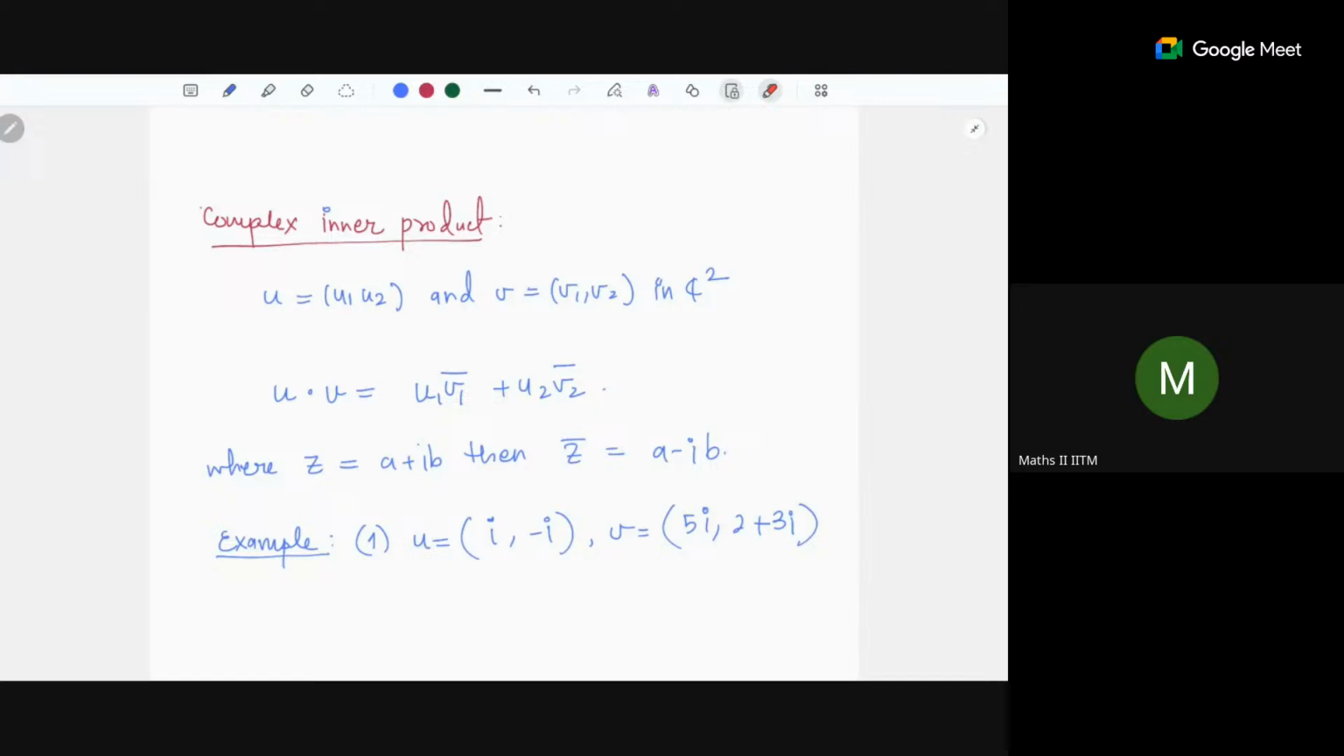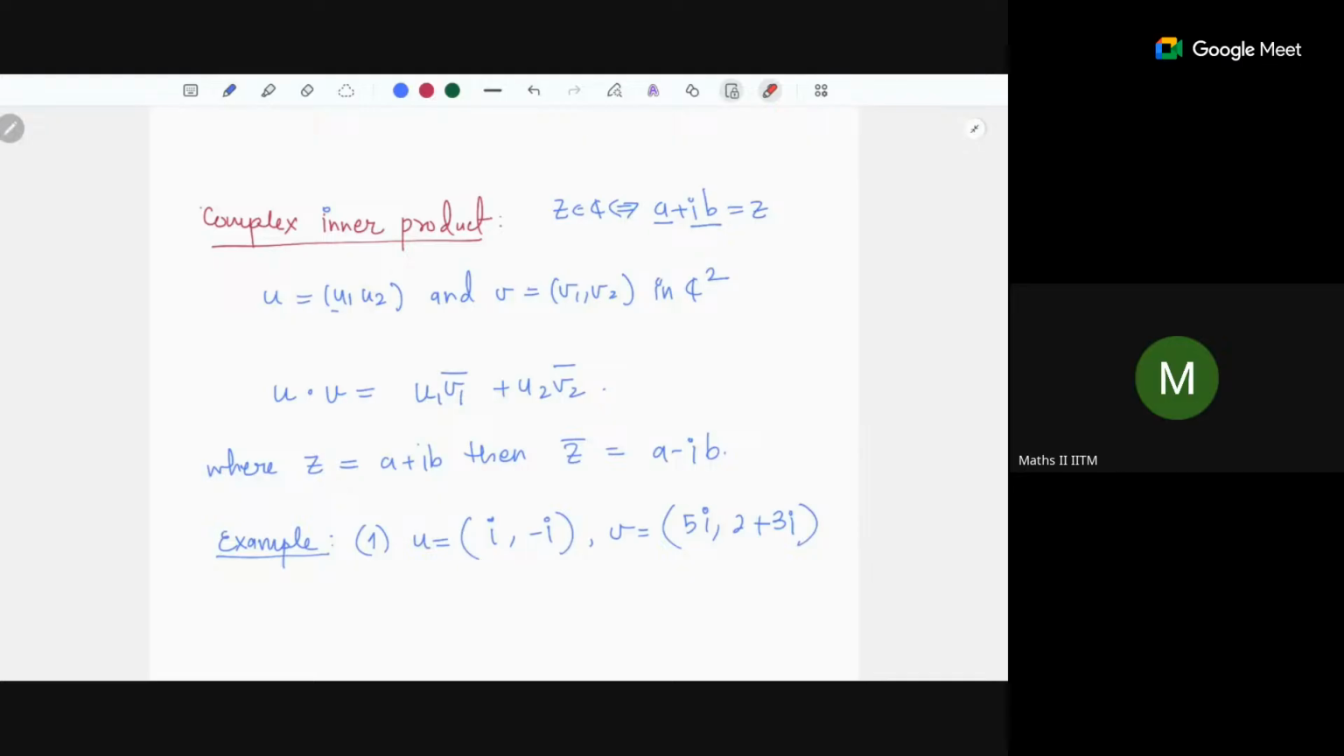Now notice here that each of these ui or vi is a complex number in itself. And what is a complex number? A complex number has two components in it. A complex number z in C is basically of the type a plus ib. So it has a real part and an imaginary part, which is multiplied by i. Each of ui is a number like this, and similarly, each of vi is also a number like this.